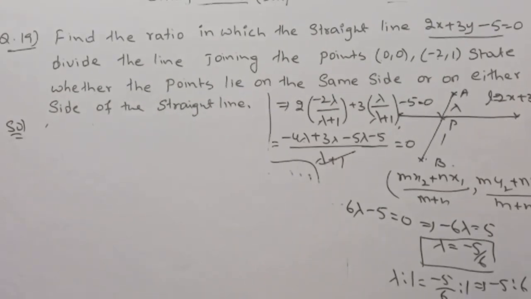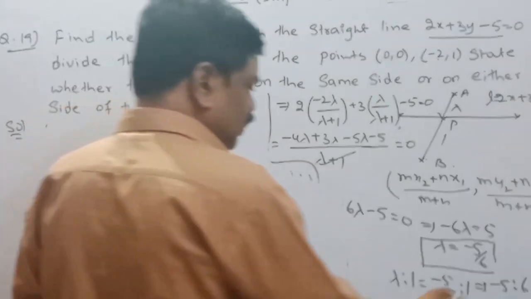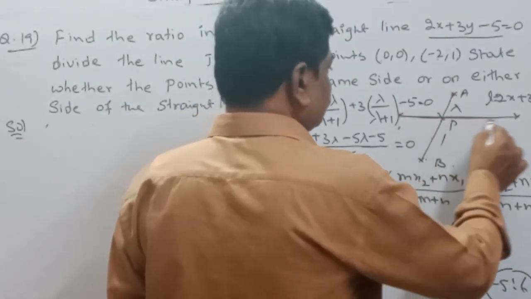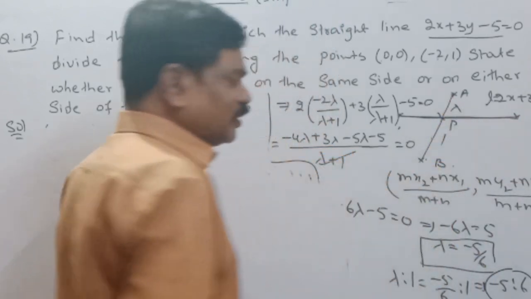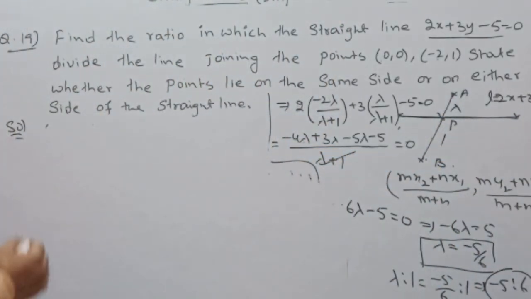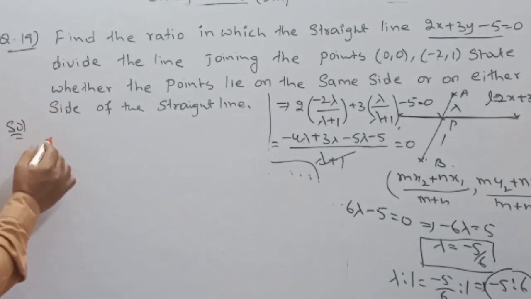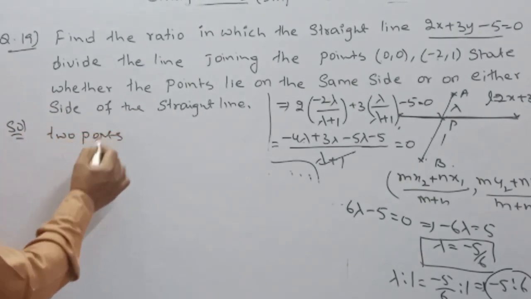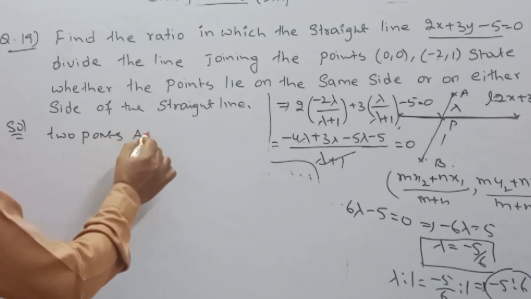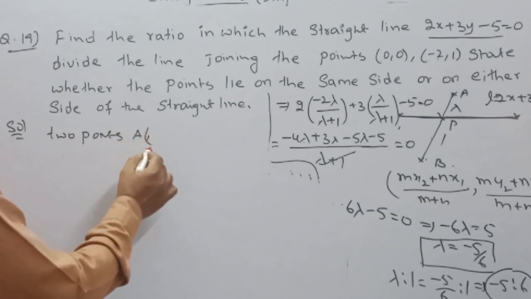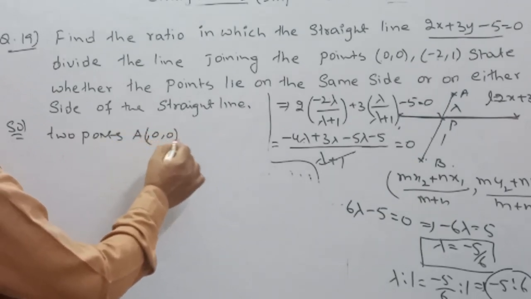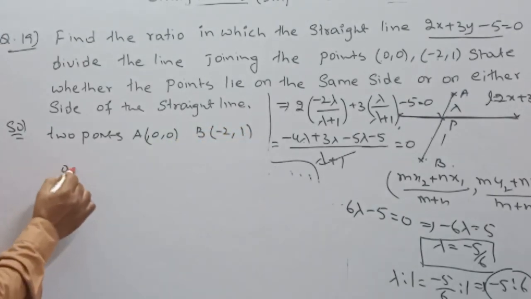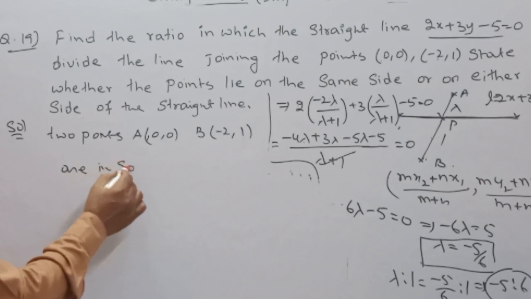So what does divides externally mean? Externally means the 2 points A and B are on the same side of the line. Here, the 2 points A comma B: point A is 0 comma 0 and point B is minus 2 comma 1, and they are on the same side.